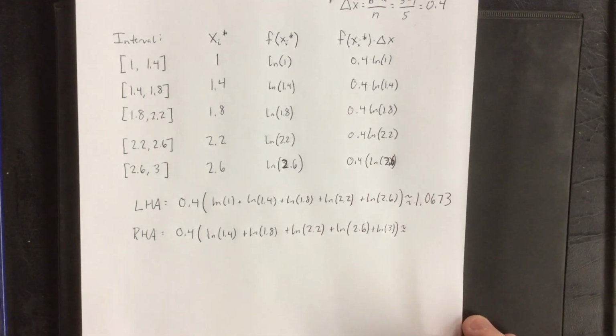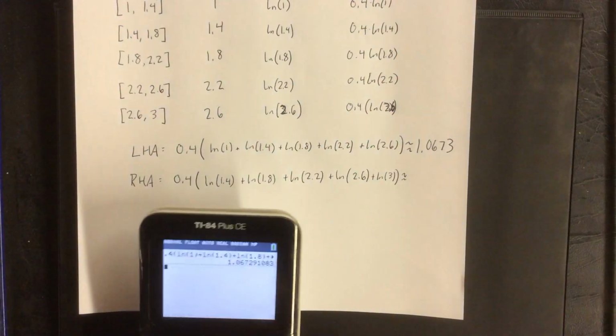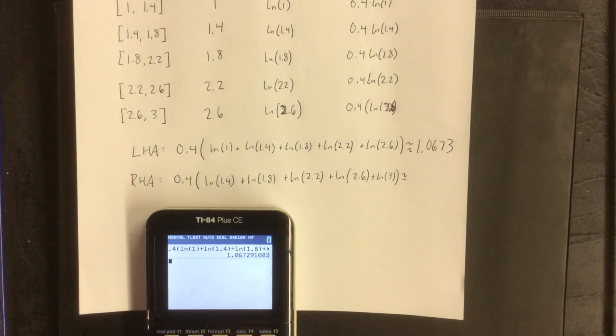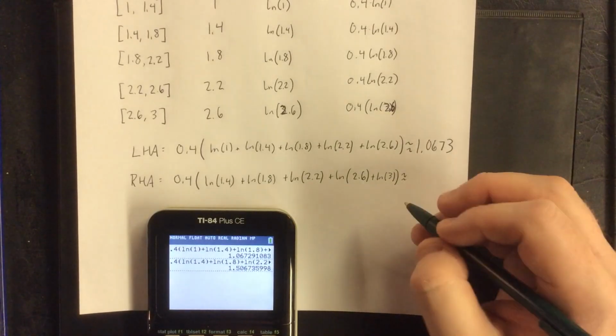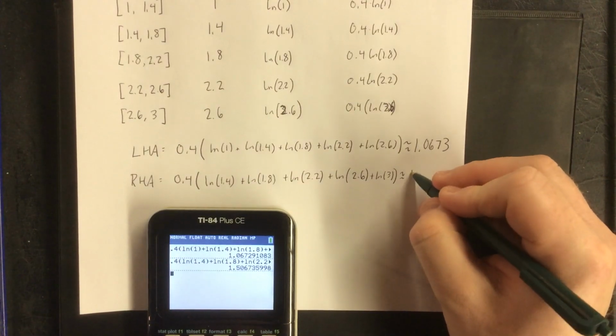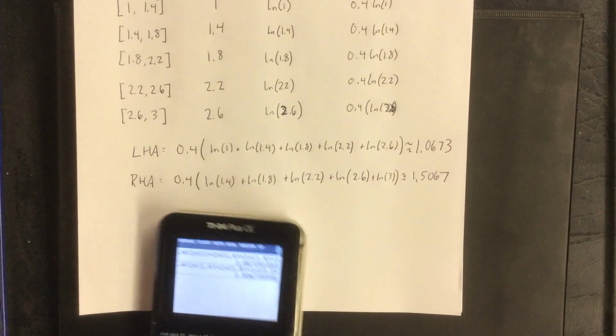And once again, we can approximate that. So again, tossing this all into the graphing calculator, that'll be 0.4 times natural log of 1.4 plus natural log 1.8 plus natural log 2.2 plus natural log 2.6 plus the natural log of 3. Rounding that off at the 4th decimal place, that'll be 1.5067.